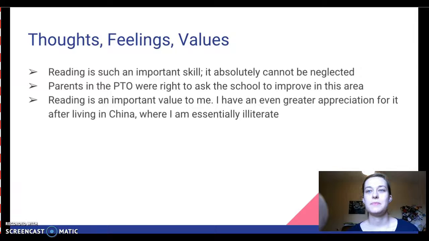It's really hard. You miss out on a lot of things, I'm sure. So it's really important that kids be able to learn to read when they're young and continue those skills throughout their life.